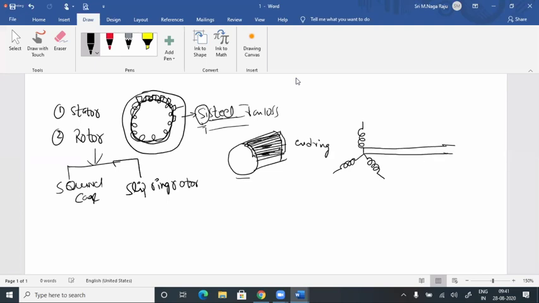This is the shaft. Okay. So this rotor also has a shaft. To this mechanical load is connected. This is the rotor winding of slip ring rotor. Okay.